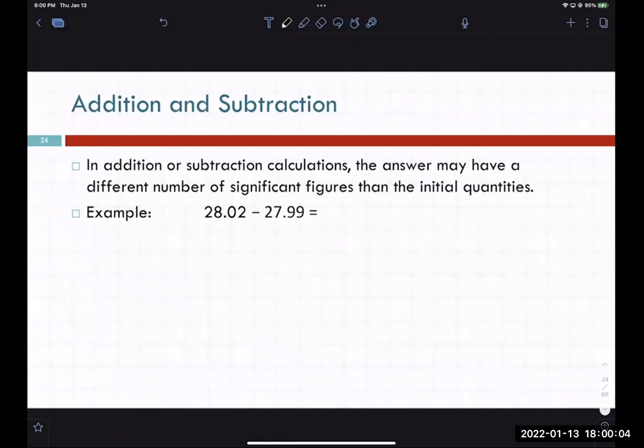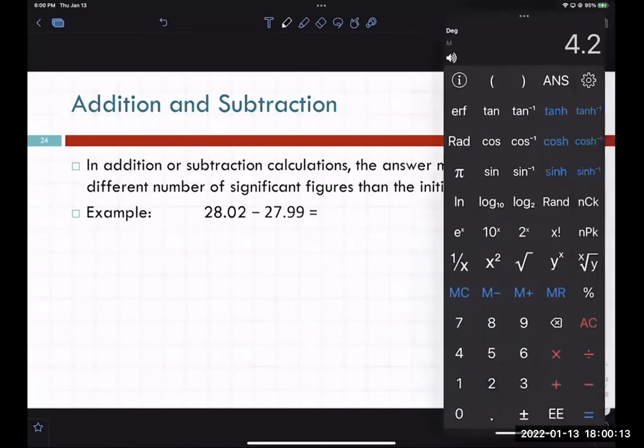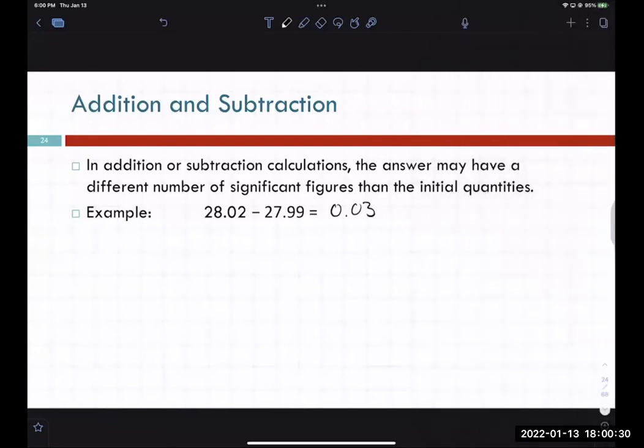So we can end up with a different number of significant figures than our initial quantities. In this case, where we subtract these 2 numbers, I'm just going to use a calculator. 28.02 minus 27.99 is 0.03. When we're doing multiplication and division, you're always going to have the same number of sig figs as one of your initial quantities, the one with the smallest. Here, we went from having 4 sig figs in each of these to just 1. But that's okay. That reflects our precision.